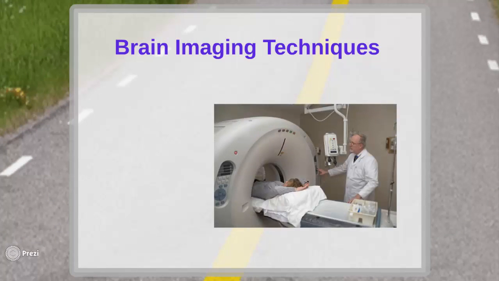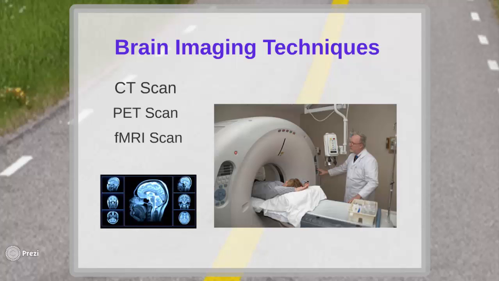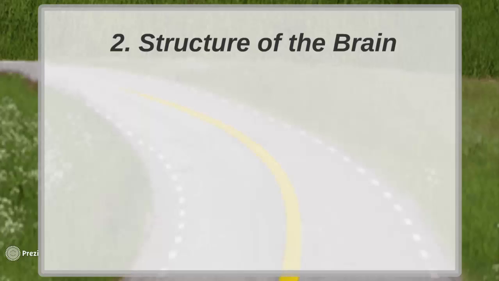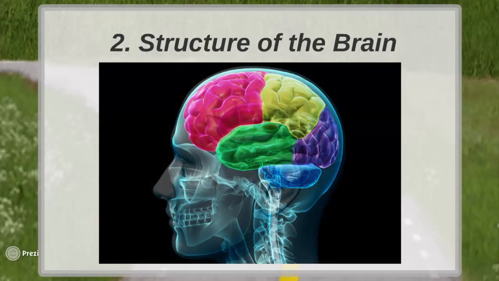Brain imaging techniques have allowed for doctors to determine structure and activity ongoing in the brain through CT scans, PET scans, or fMRI scans. We are now going to look at the structure of the brain. The structure of the adolescent brain is divided into 3 main parts. The first part is the brain stem, which connects the brain to the spine, and its function is to control factors such as breathing and swallowing.